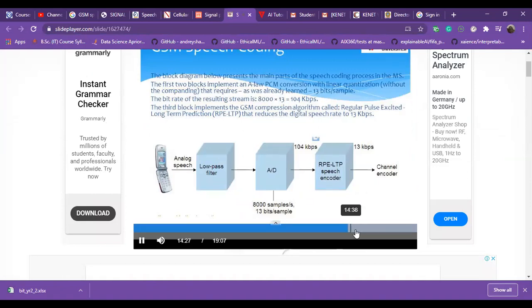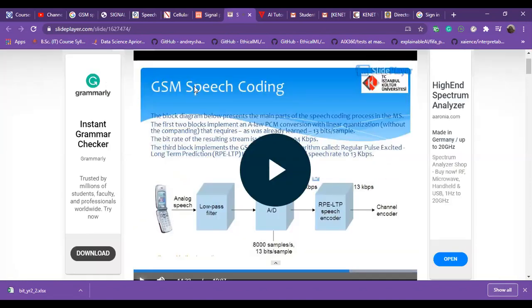The third block implements the GSM compression algorithm called regular pulse excited long-term prediction. So basically what was being brought about here was the aspect of GSM speech conversion. For the transmission, you have the speech channel, channel encoding, then modulation, radio waves, and then demodulation. So it goes all that way. So speech processing has those steps, which are really important.